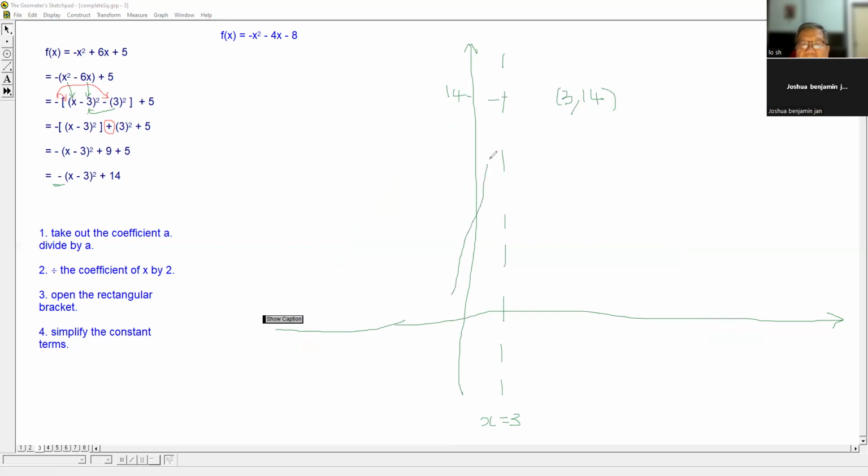Actually, it should be like this, a very thin one. This is 5. So where it cuts the x-axis, you use this equation here. This one cannot factorize, so minus b plus or minus square root of b squared. 3 plus square root of 14. And 3 minus square root of 14. 3 plus or minus square root of 14. Okay. So this one will be 3 minus square root of 14. This point here will be 3 plus square root of 14.